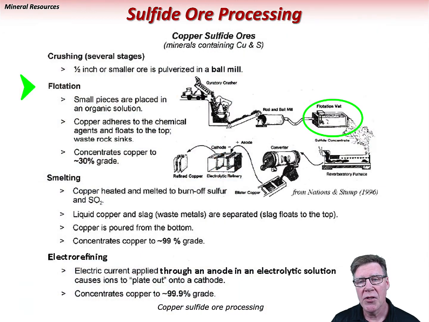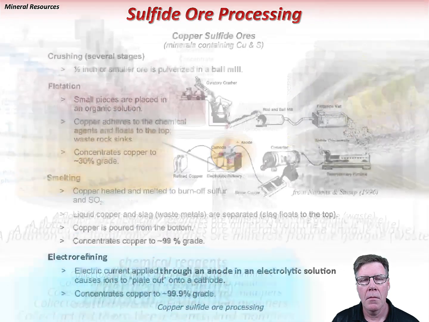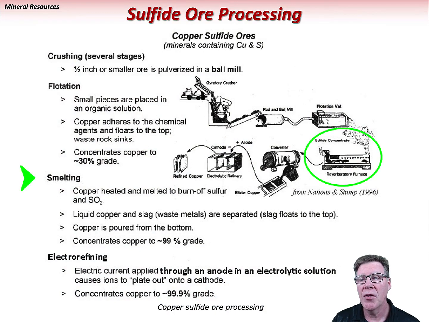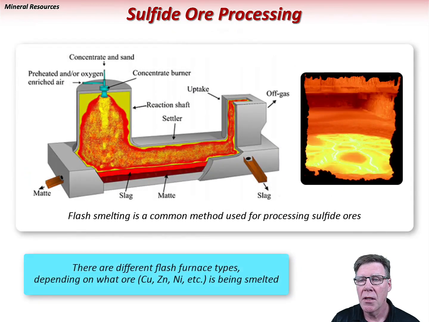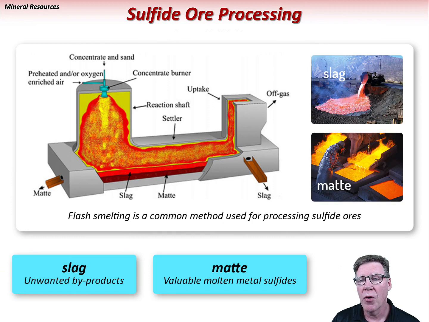Flotation is next. The crushed material is conveyed to a flotation vat filled with an organic solution. The copper adheres to certain chemical agents and floats to the top, whereas the waste rock sinks to the bottom. At this point in the process, the copper ore is concentrated to about 30% grade. The copper is then smelted. The sulfide concentrate is sent to a flash furnace, heated and melted to separate the copper from the sulfur, iron, and other unwanted compounds. The slag, or waste material, floats to the top and is separated from the liquid copper matte, which is poured from the bottom.